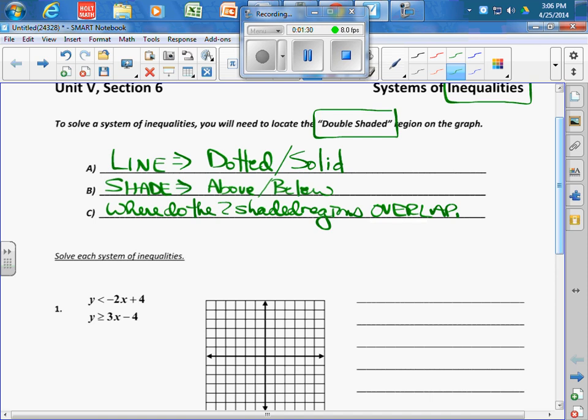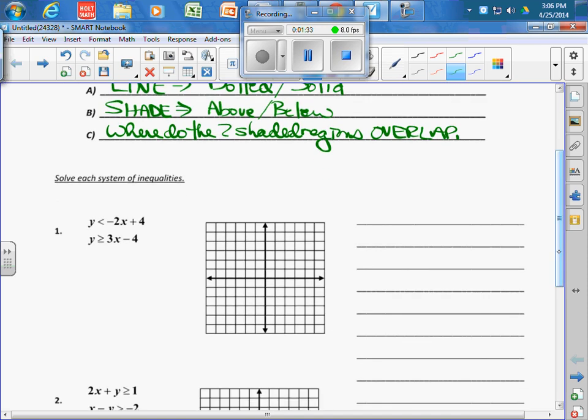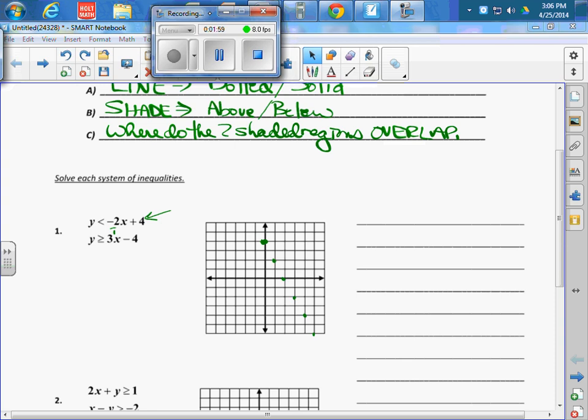Number one, we have y is less than negative 2x plus 4. If I were going to be graphing this line, y-intercept being positive 4, and the slope being negative 2, I'm going to go down 2 and right 1, and I'm going to draw a dotted line or a solid line. Well, because it just says less than, it will be a dotted line. So there's the dotted line for y is less than negative 2x plus 4.